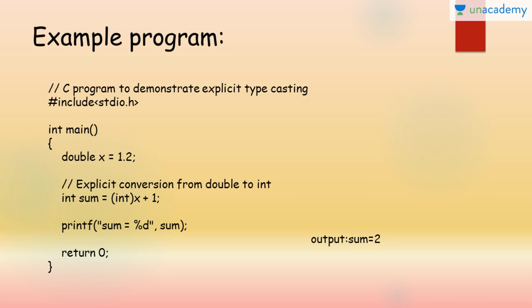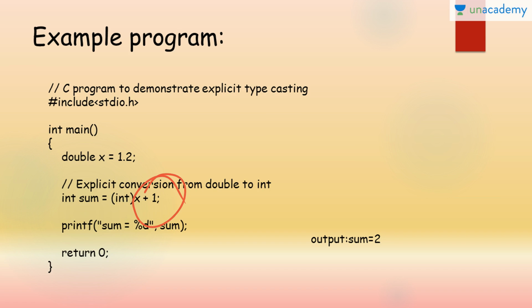So let us understand this through an example program. Here we have taken double x is equal to 1.2. Double is also a data type. So now what we have to do? See, int sum is equal to int of x plus 1. Here we have to convert this x plus 1 data type to int.